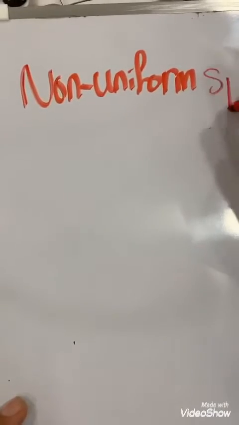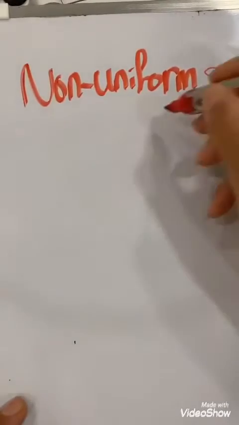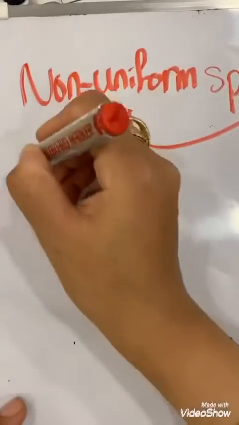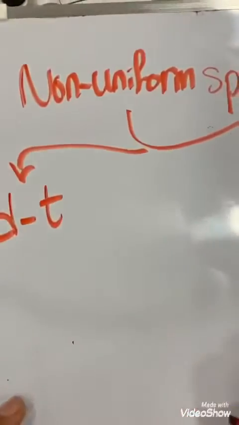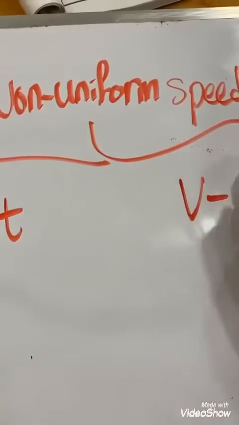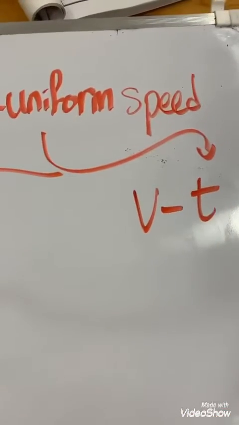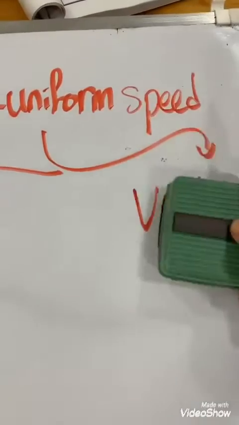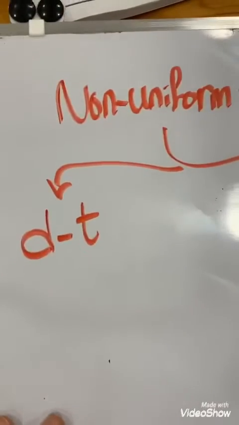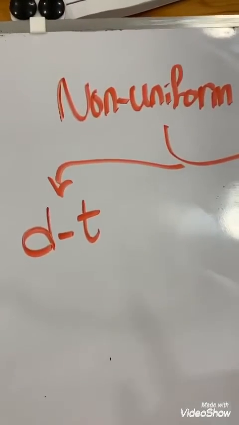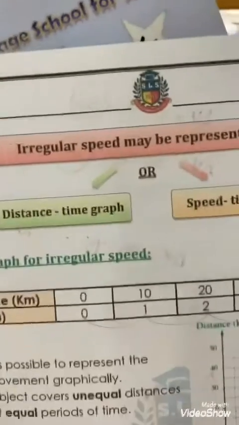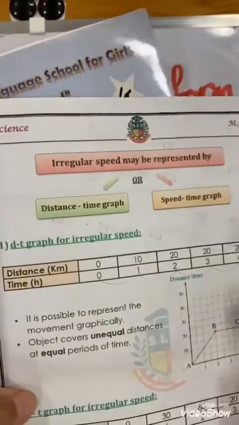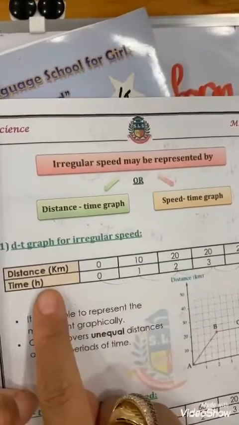It will be represented by two types of graphs, which is distance time graph and speed time graph. Okay, let's start now with number one, which is distance time graph. Okay, look here at the table. He will give me this table, as you see here. It's a graph, distance time graph for irregular speed.